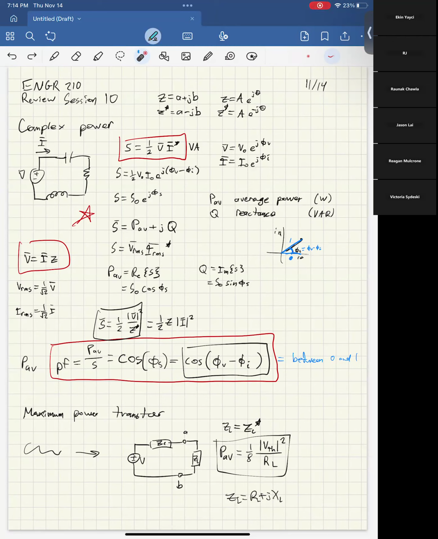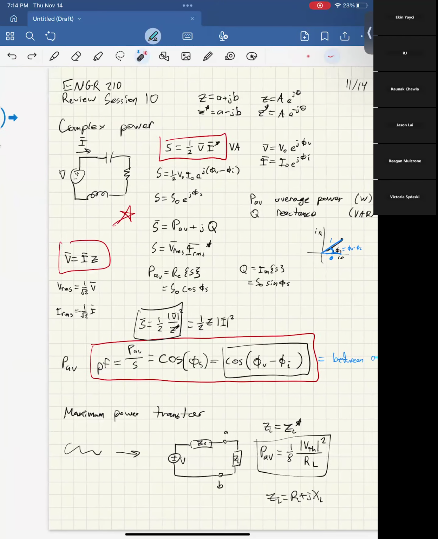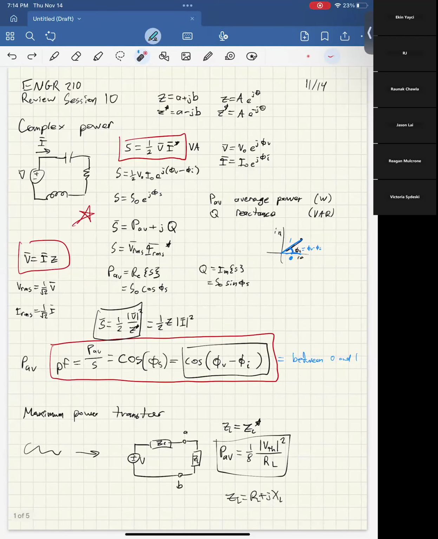Could you go back to the first page you wrote the equations on? Oh, here, page 4. Sorry. Yeah, it's okay. The maximum power transfer, ZL equals ZL star, or is it? Let me, that's L, right? I might have that wrong. Let me find this. Should be ZTH.